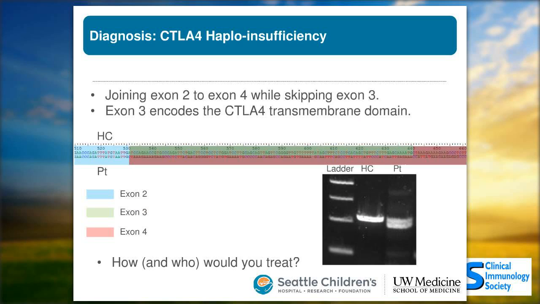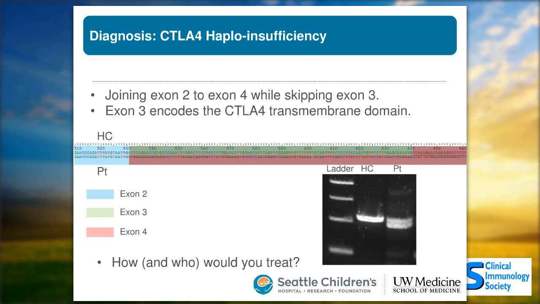We extracted these bands and sequenced them, and what we found, you can see on the slide. The healthy control, and also the normal band size of the patient, showed the whole four exons when we sequenced it. Here in blue you can see exon 2, in green exon 3, and in red exon 4. On the top of this figure, the healthy control, you can find in the mRNA all three exons. But when you sequence the smaller band, you can see that the blue connects directly to the red, which means that exon 2 is being spliced directly into exon 4, and exon 3 is being skipped.